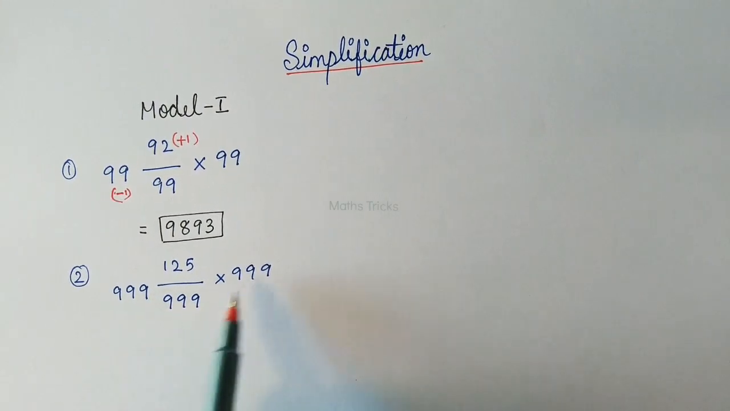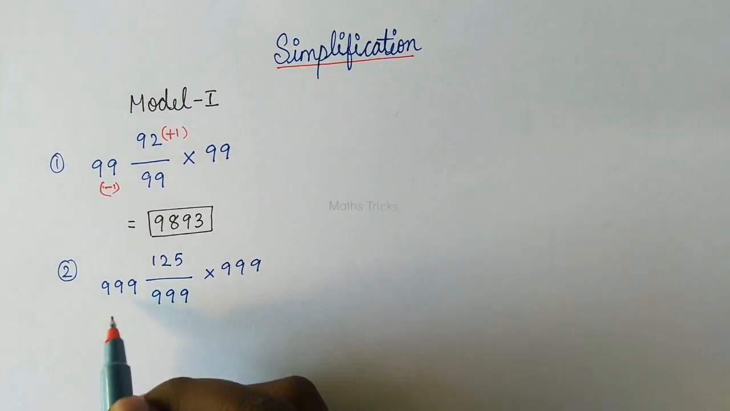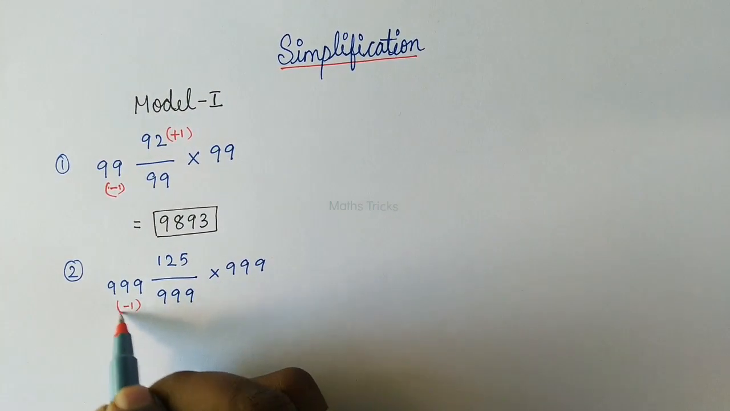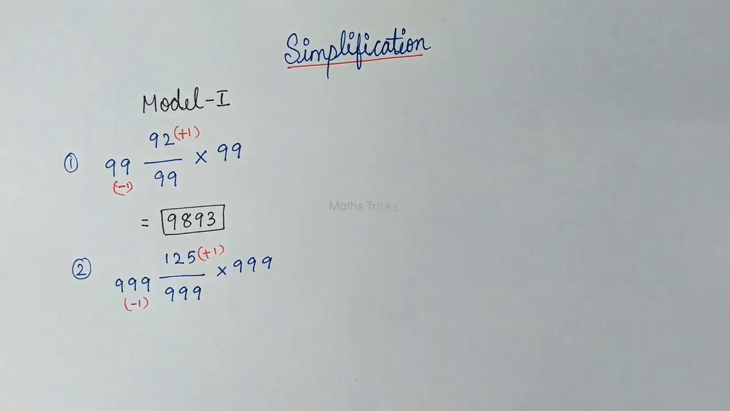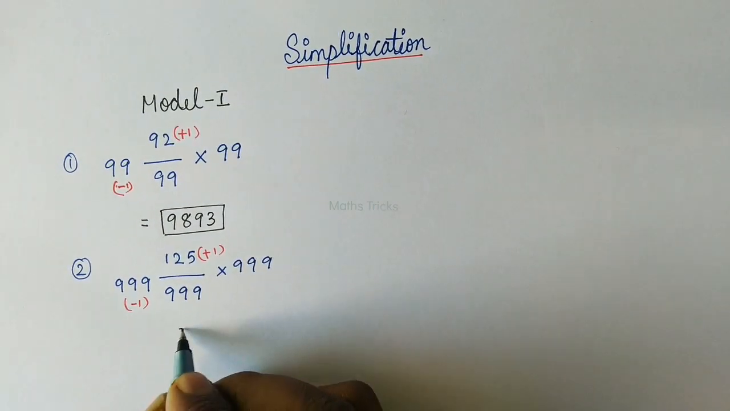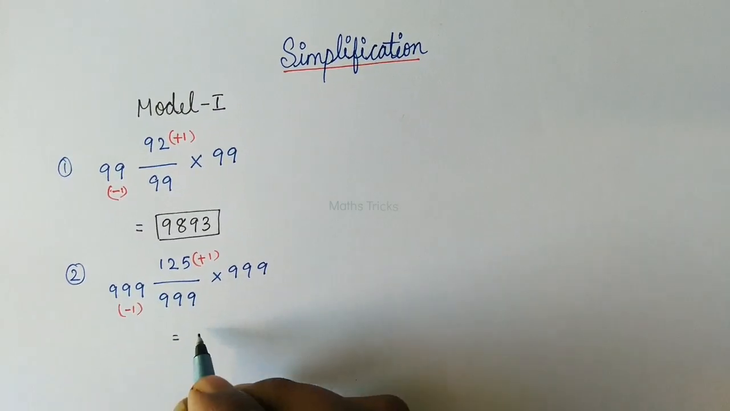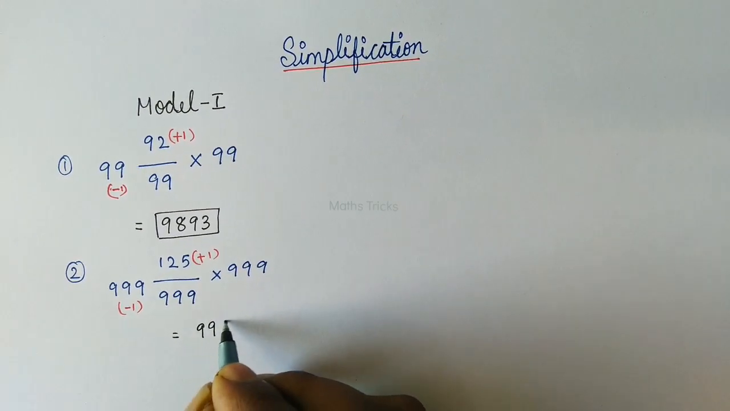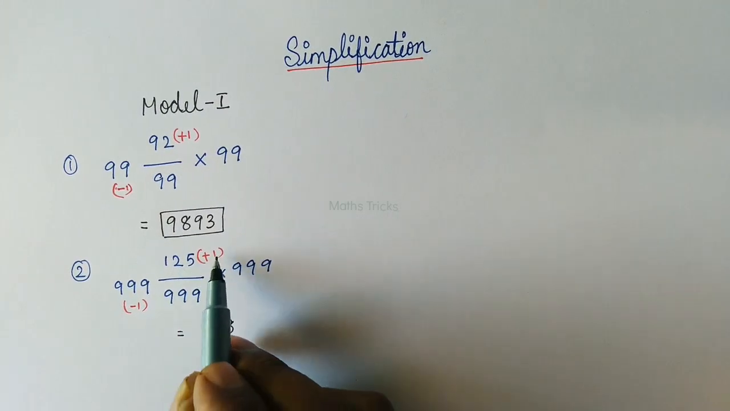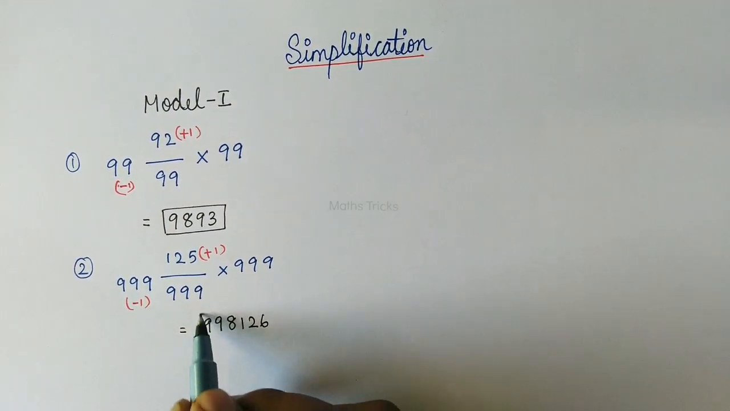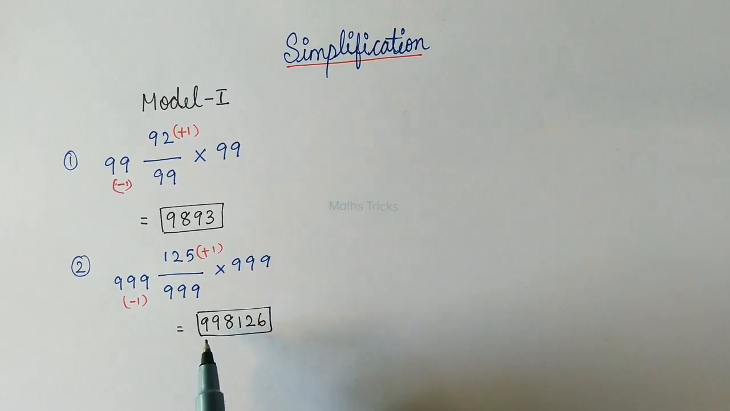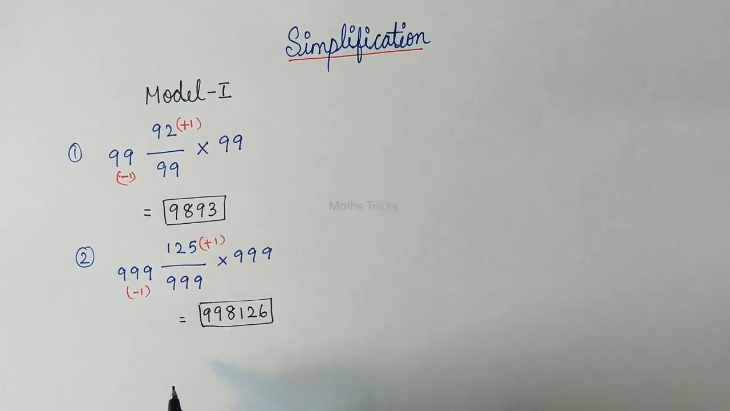These 3 numbers are the same. If they are all in the same condition, what we have to do? We have to put -1 here, we have to put +1 here. This is the concept. So what is the final answer here? We write 999 minus 1, that is 998. The next step is 125 plus 1 is 126. Finally 998126 is the perfect answer for the second sum. This is model 1.